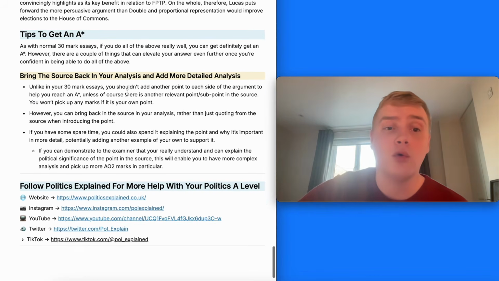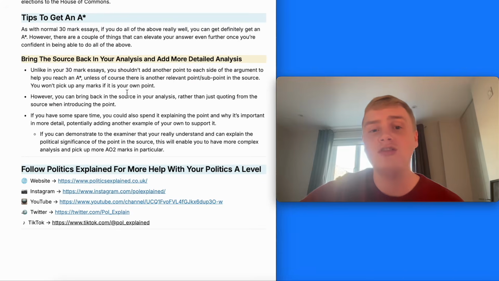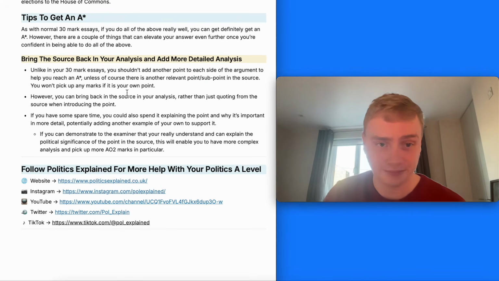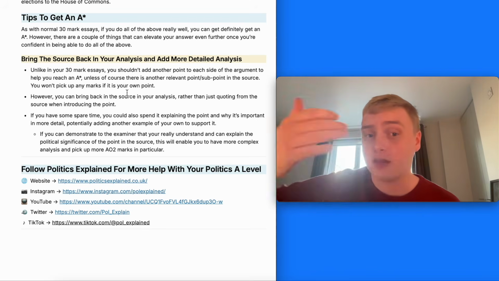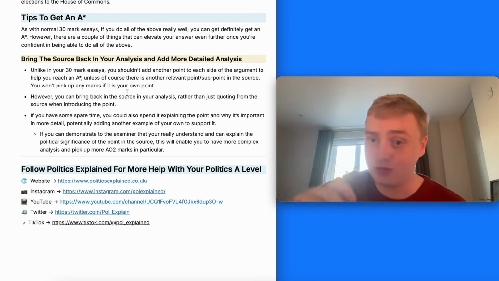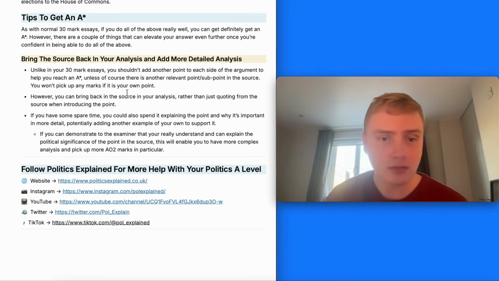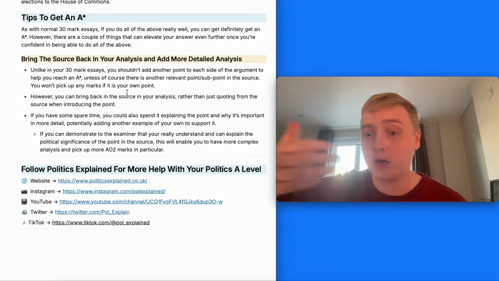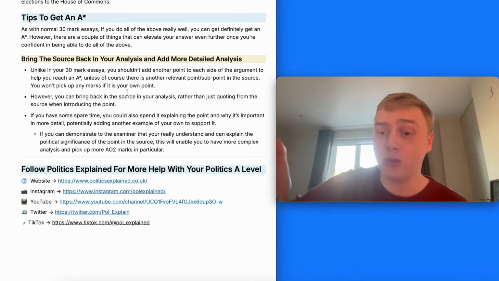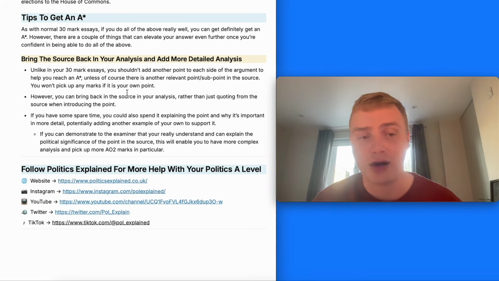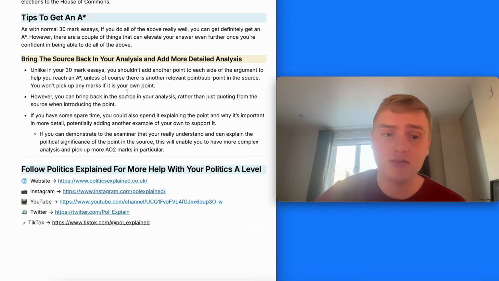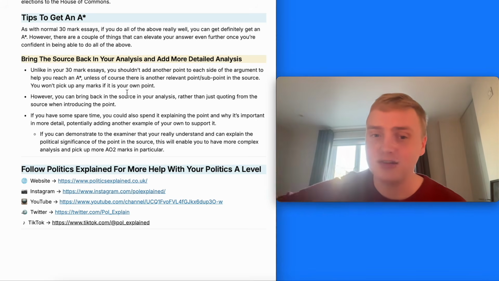So unlike your 30-mark essays, you shouldn't necessarily add another point to each side of the argument from your own knowledge. Definitely not. Unless, of course, there's another relevant point or subpoint in the source, which we looked at, because you won't pick up any marks for your point. But you should add another subpoint if there's one from the source to help you reach an A star if you have time. Otherwise, bringing back the source in your analysis is a really good thing to do.